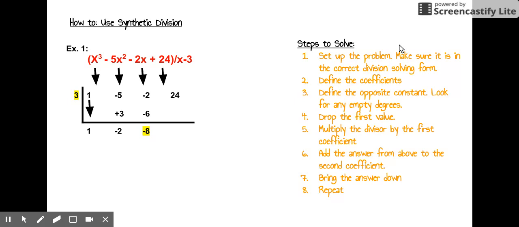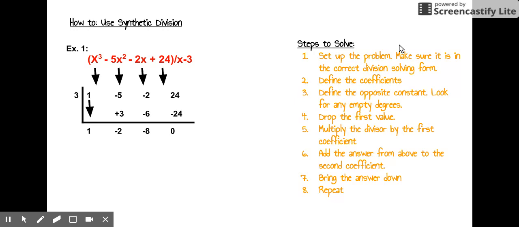Now we have 3 and -8, and we multiply those together. We get -24. 24 minus 24 is 0. I hope you guys see how I did it. You just keep multiplying the divisor by the number that you pulled down, and then whatever you get as the product, you move to the bottom of the next column, and then you add or subtract the terms depending on the value. And so now we have our 3 coefficients.